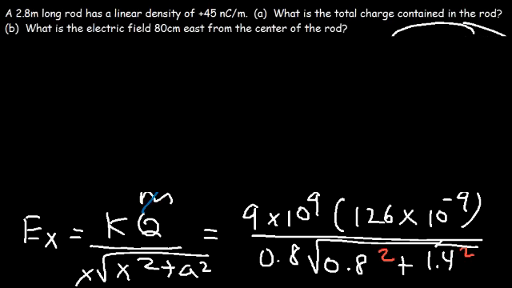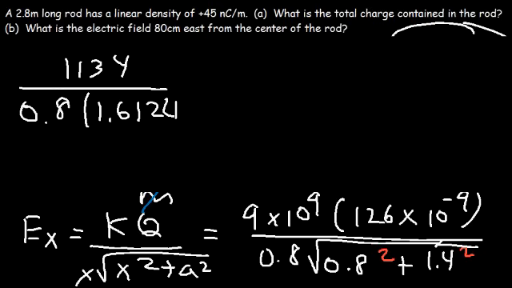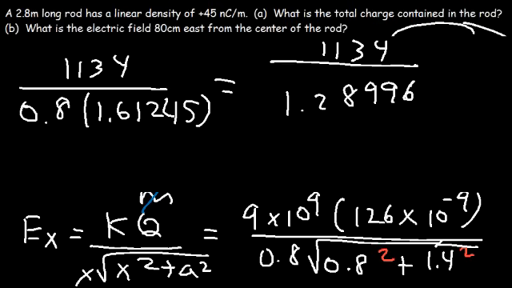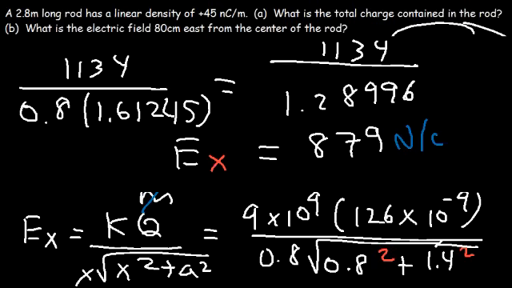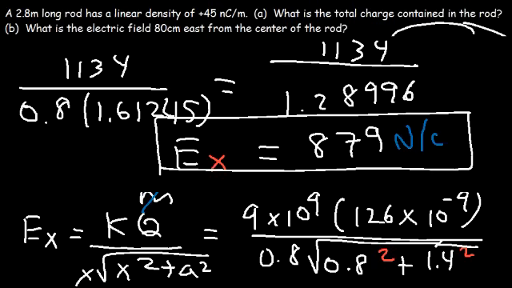So let's go ahead and calculate it. 9 times 10 to the 9 times the other number is equal to 1134 on top. 0.8 squared plus 1.4 squared is 2.6, and the square root of 2.6 is about 1.61245. 0.8 times that number is 1.28996 on the bottom. So the final answer is about 879 newtons per coulomb. So this is the electric field produced by the rod along the x-axis, 80 centimeters from the center of the rod.